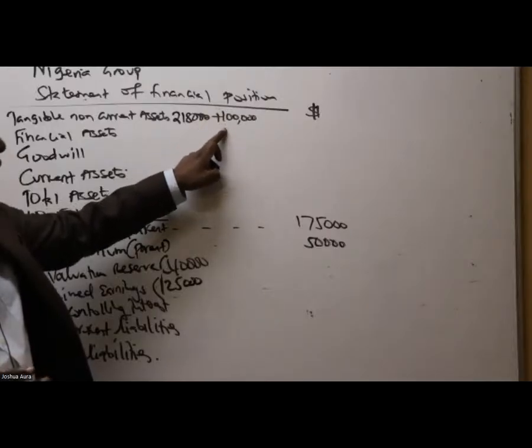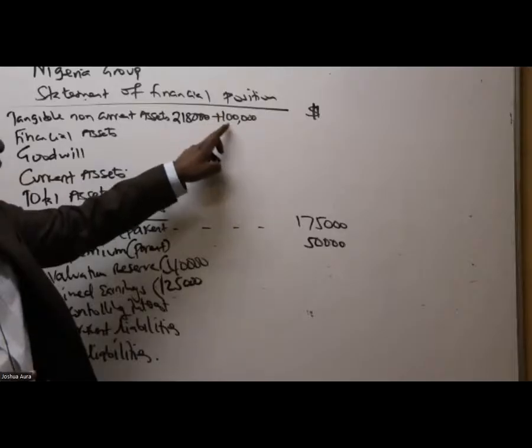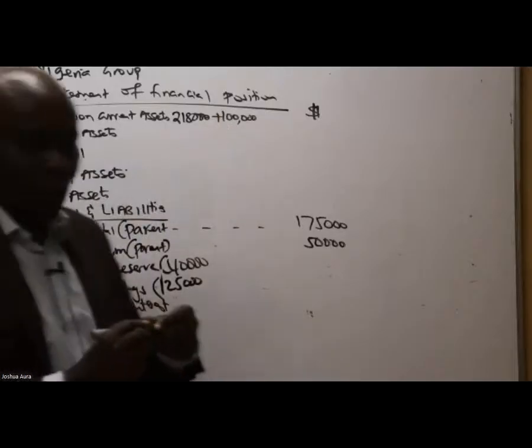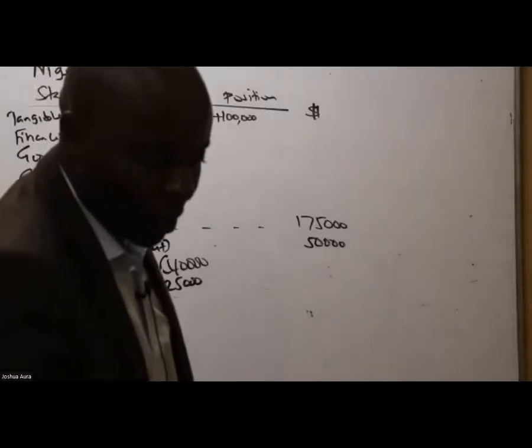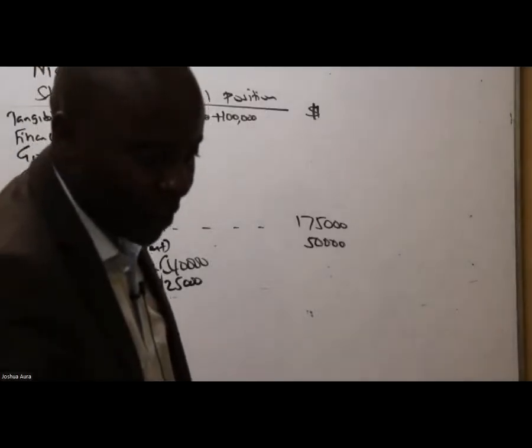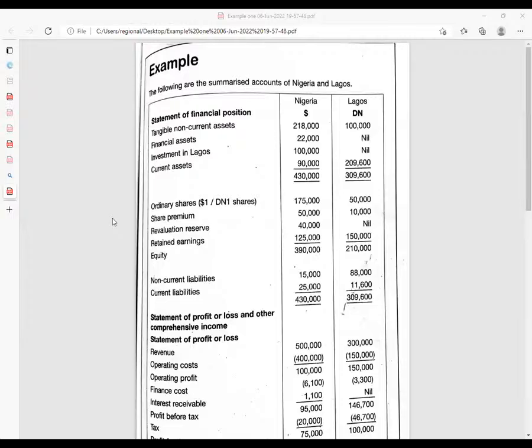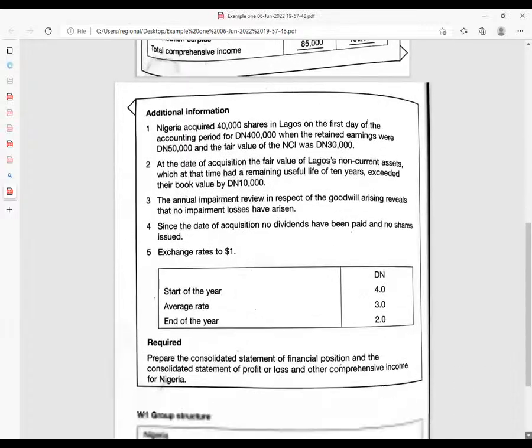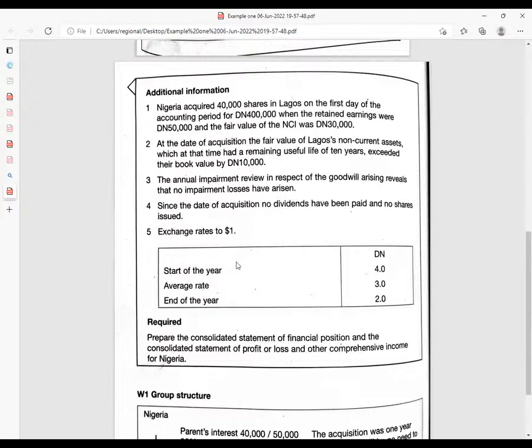So please tell me, for this 100,000 tangible non-current asset, which rate should I use to translate it? The exchange rates are given down here. Which rate should I use? From note number 5, should I use the start of the year rate, the average rate, or the end of the year rate?